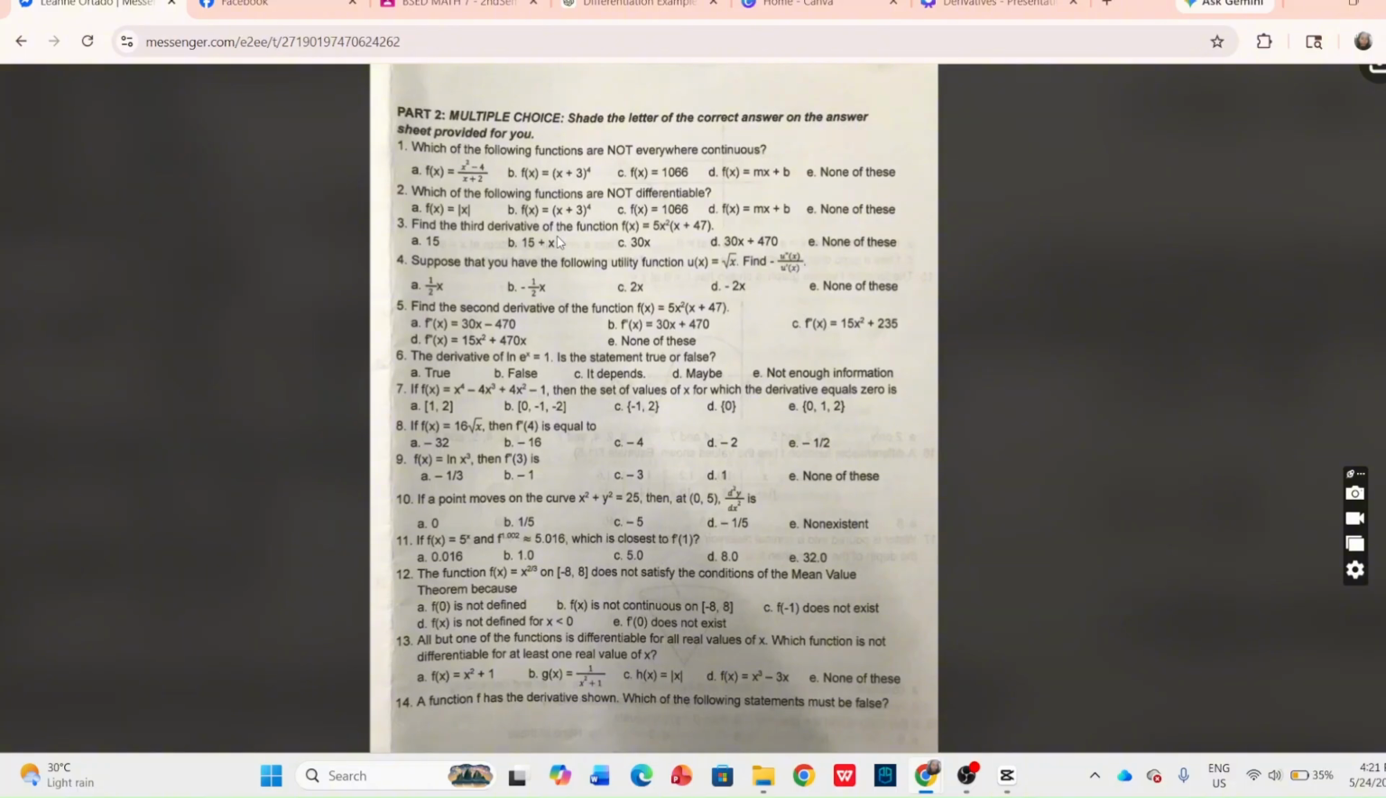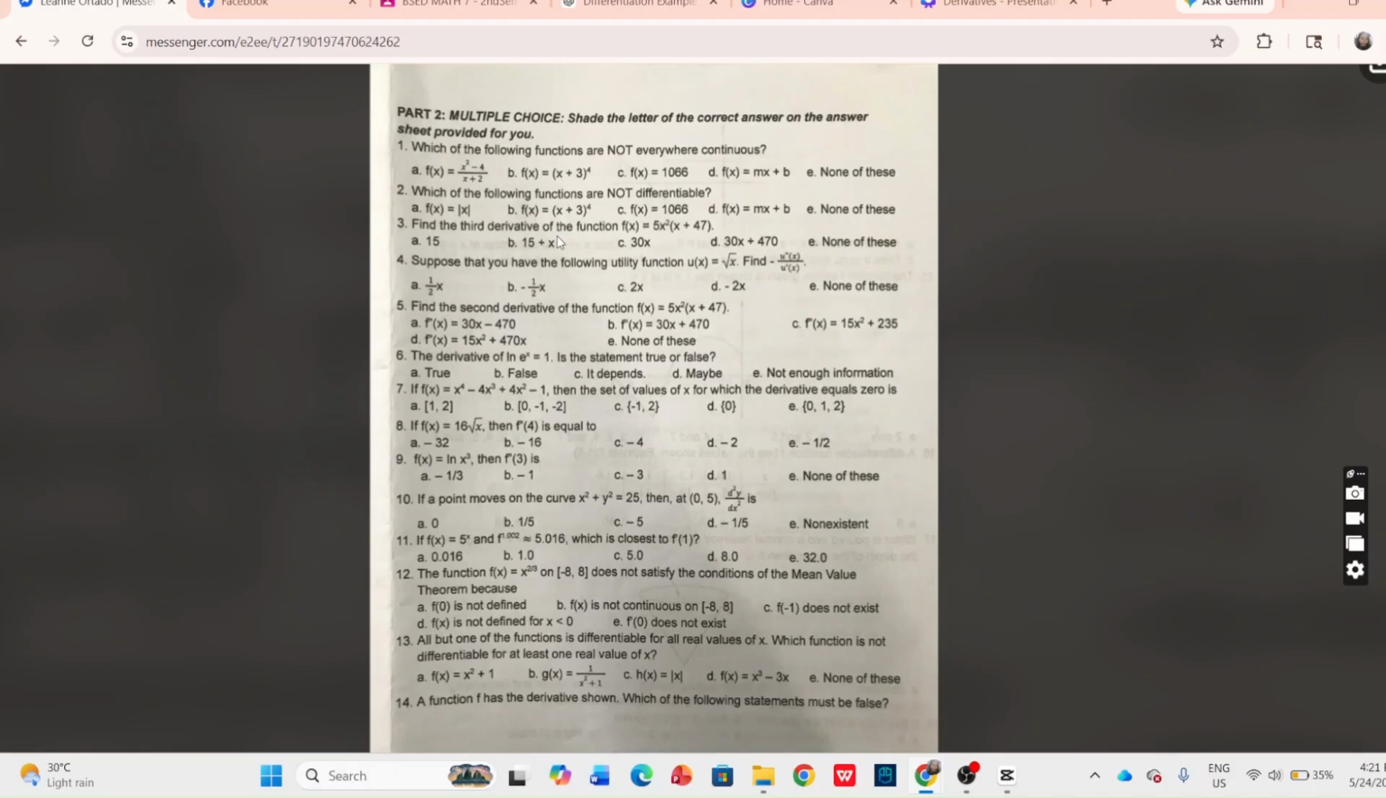For number two, which of the following functions are not differentiable? Considering again the five choices, the correct answer for number two, that's letter A. It's because the absolute value has a sharp corner at x equals 0, so the derivative does not exist there. So the answer for number two is A, which is f of x equals the absolute value of x.